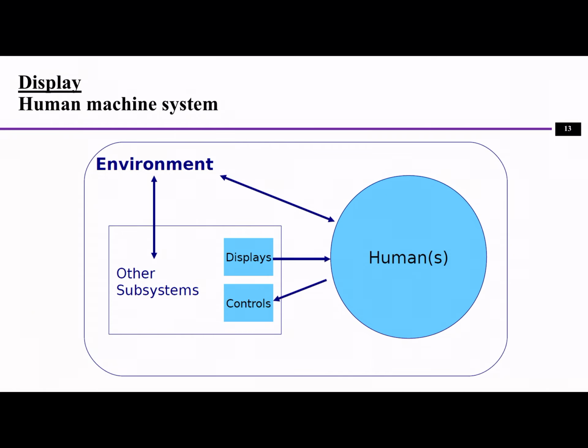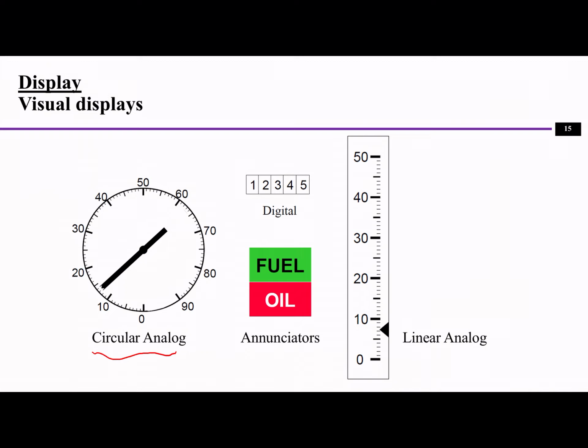And one kind of the display, you can tell there are some different visual displays. Like one is circular or analog, or you can use digital, or you can use this kind of analog. And these are just different ways of displaying values.